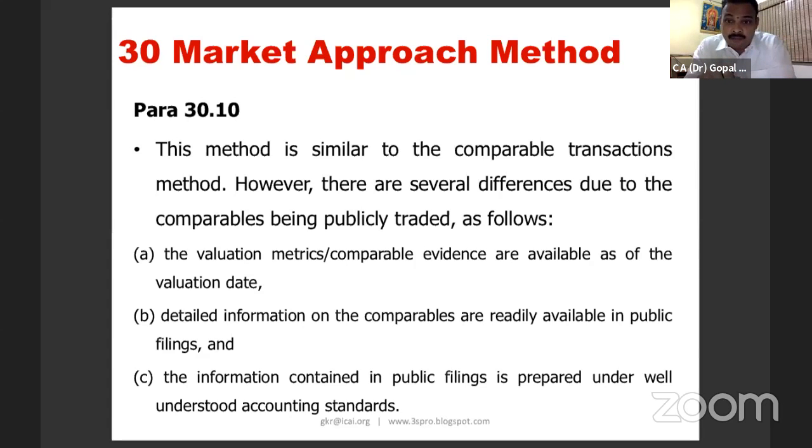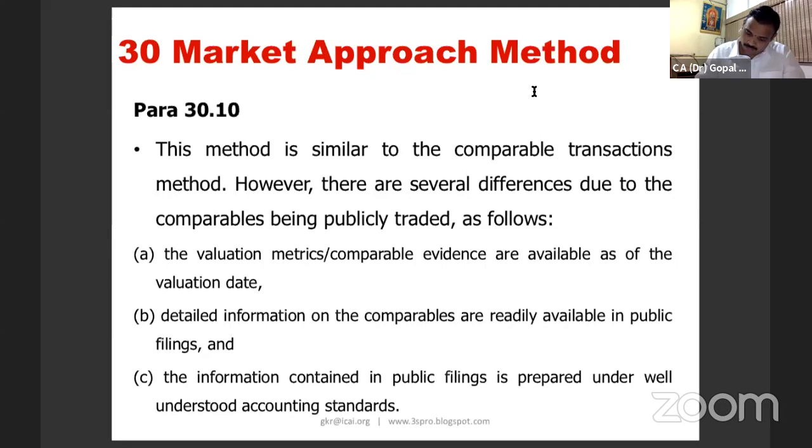Second, this information is readily available in public filings. Maybe in newspapers, Google, or you can go to regulator sites and association sites. These prices will be disclosed there. It will be available, you can download it, and it is authenticated. Many regulators publish the rates. The information contained is prepared under well understood accounting standards. So therefore, it is uniform and comparable. That's the part about this.